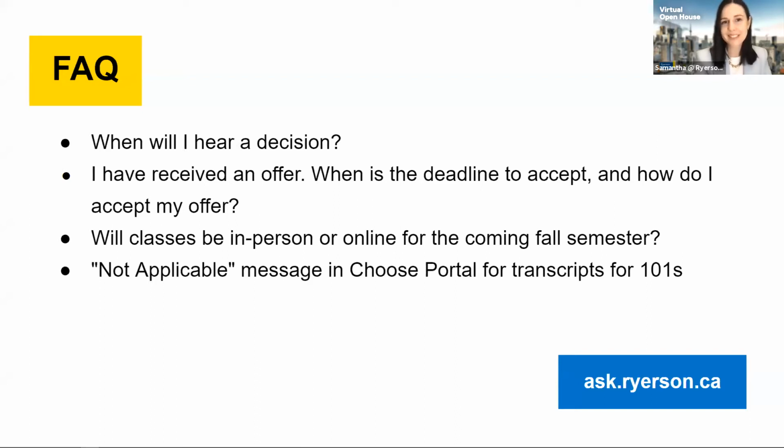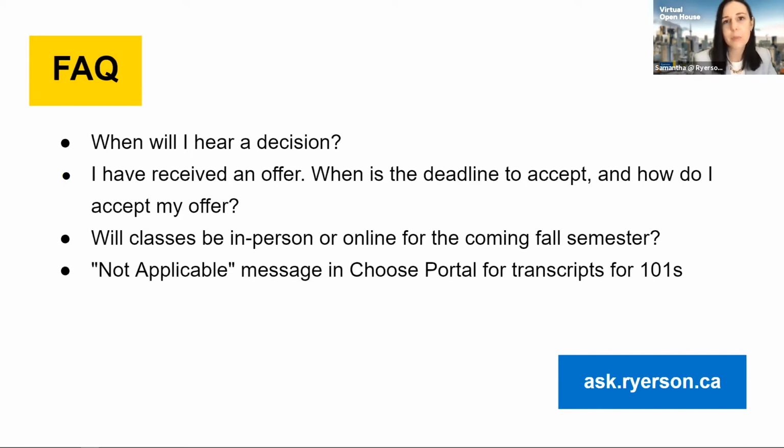Will classes be in person or online for the coming fall semester? The impact of COVID-19 is ongoing, and the university's priority remains the health and safety of our community. Looking towards the 2021-2022 academic cycle, the university is actively planning through its opportunities working group, as well as a scenario planning working group, to assess, plan, and execute possible future scenarios, including post-pandemic recovery. We will continue to provide updates to our community through our COVID-19 website, which is ryerson.ca/COVID-19. Ryerson is currently operating on an essential services model until further notice.